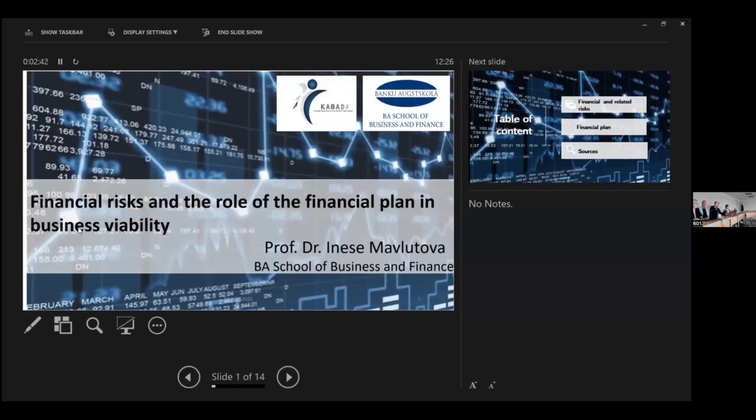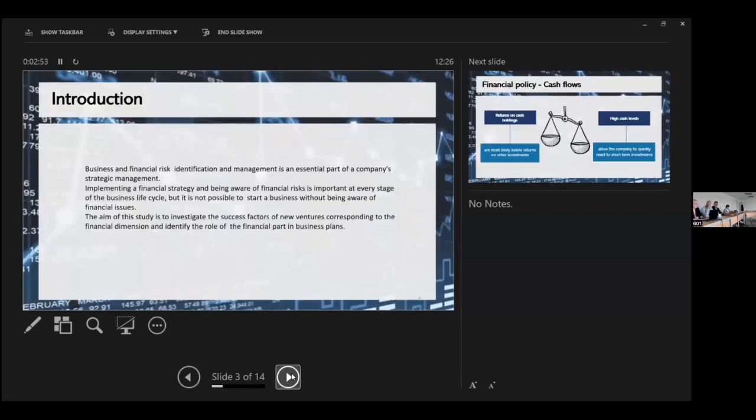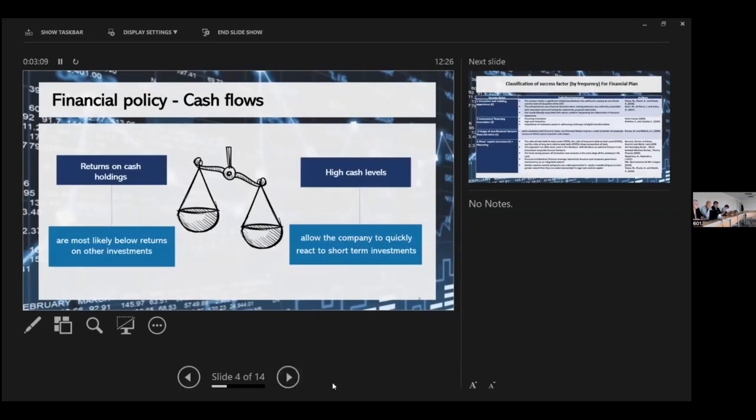So no, everything's fine. The idea is to identify financial risks through a literature review and to describe the role of the financial plan in our Canvas tool. Here you see the table of content, and as I said, the aim of this research is to investigate success factors of new ventures responding to the financial dimension, and as well to identify the role of the financial plan. So as you know, the king of financial policy is cash, and here you see also that it's very important to manage cash flows.